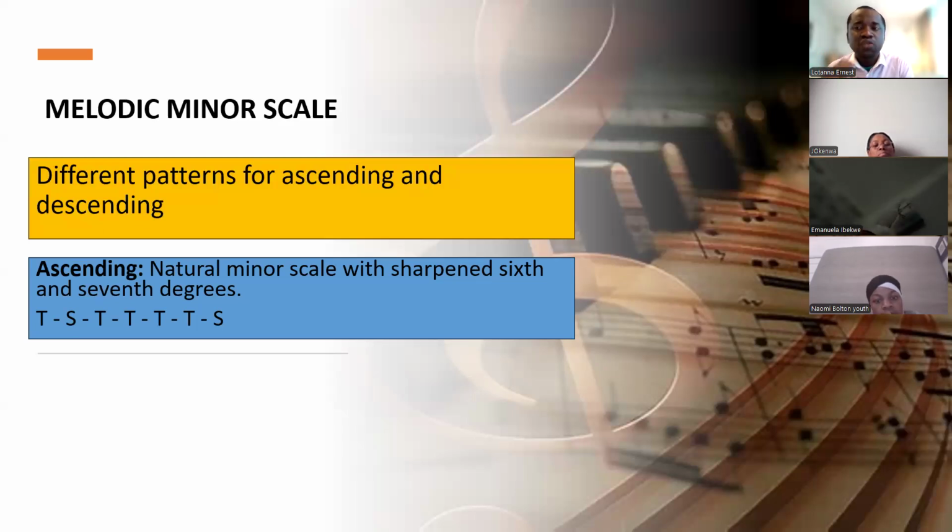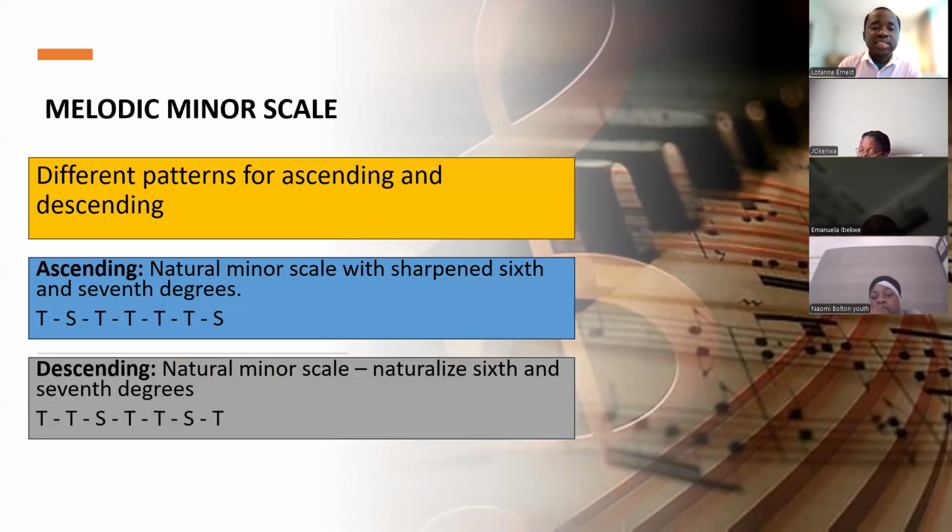So if we are to do it for A minor, it will be A, B, C, D, E, F sharp, G sharp, A. Because F and G are the 6th and 7th degree, I sharpen them. Do we get that point? Okay.